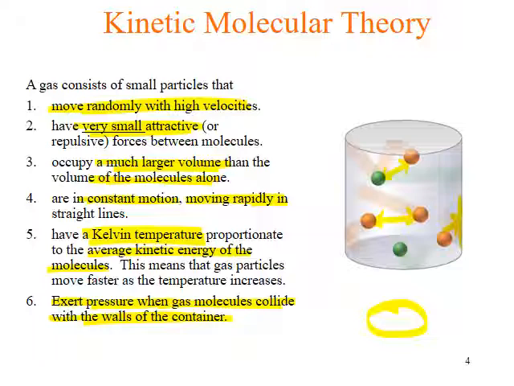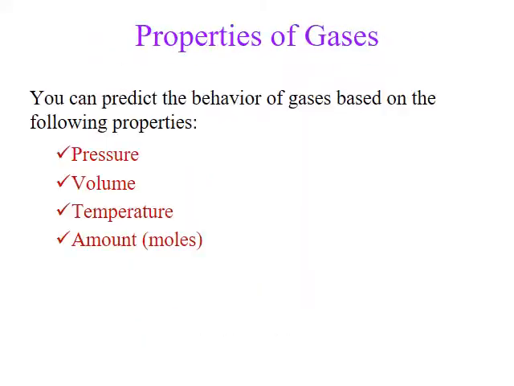Okay, now moving on, let's talk about the different properties of a gas that can help you predict its behavior. The four major properties are pressure, volume, temperature, and the amount of the gas. The pressure, volume, temperature, and amount of the gas basically dictate all the characteristics of a gas.